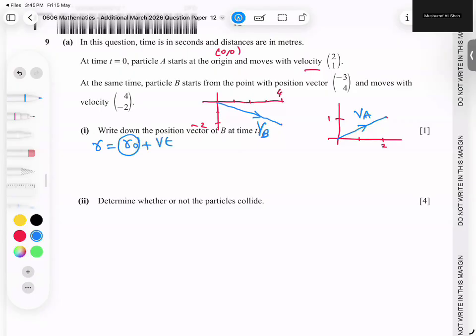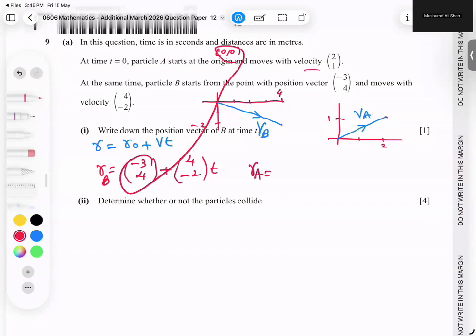R naught is the starting point of B. Starting point of B is this. So I can say R is equal to negative 3, 4. And V, the velocity, is this, 4, negative 2 into T. T before or after, no problem at all. And this is my answer for 1. But now for A particle, I will make it also. So this is the RB. And what is the RA? RA starts from the origin, so 0, 0. And velocity is 2, 1 times 2T. I think the point is very clear.